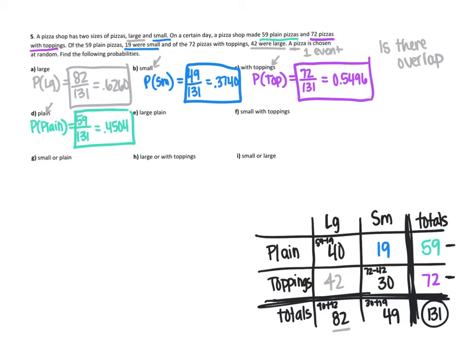So this next one is going to ask for a large plain pizza. It doesn't say large or plain, it's just asking specifically for a large plain pizza. So this 40 right here is going to represent the large plain pizzas. The probability of being large and plain together at the same time is going to be 40 out of 131, which is 0.3053.